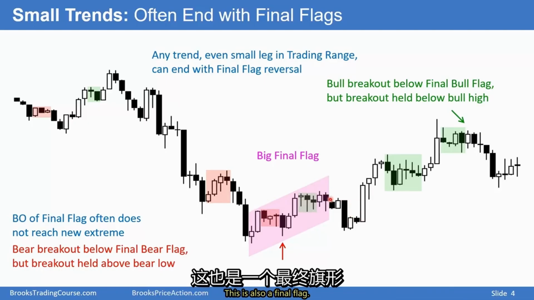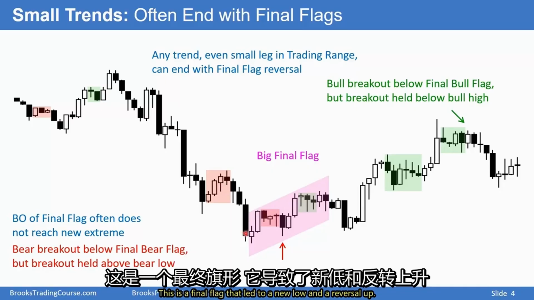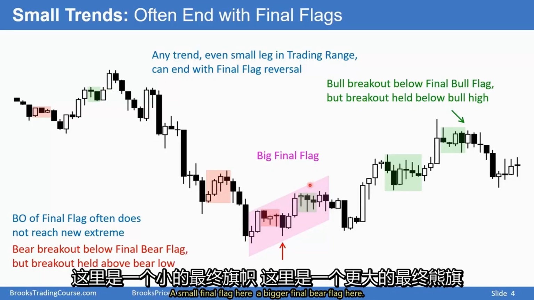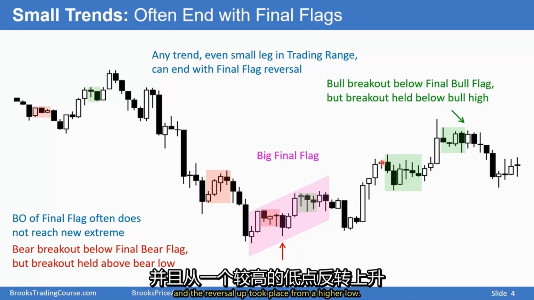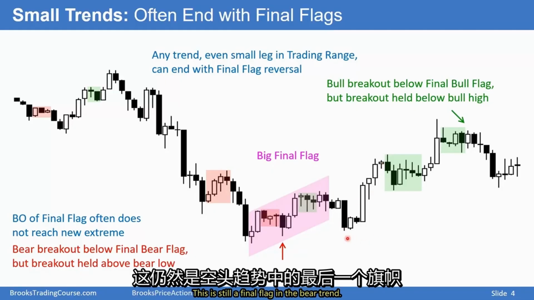This is also a final flag. This is a final flag, led to a new low and a reversal up, a small final flag here, a bigger final bear flag here. We have a bear breakout, yet no new low, and the reversal up took place from a higher low. This is still a final flag in the bear trend.